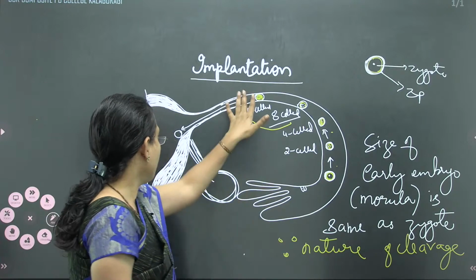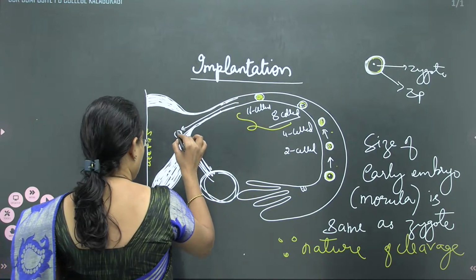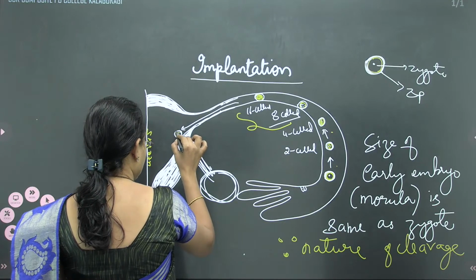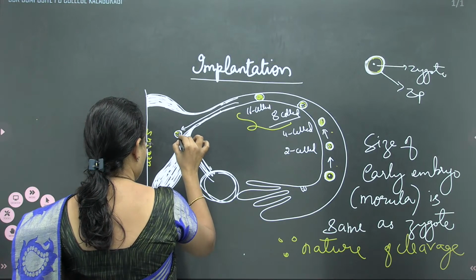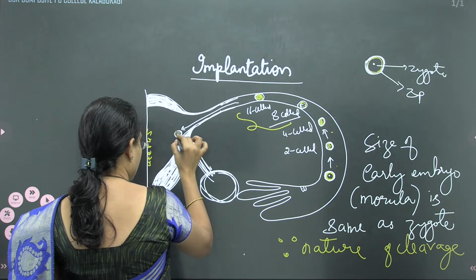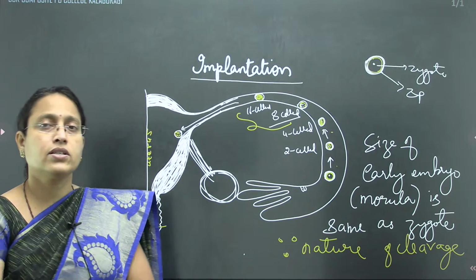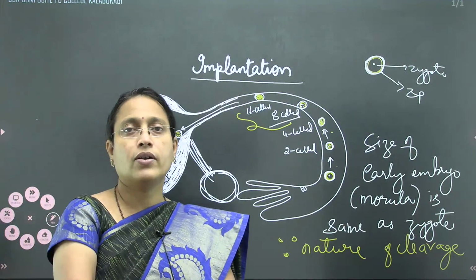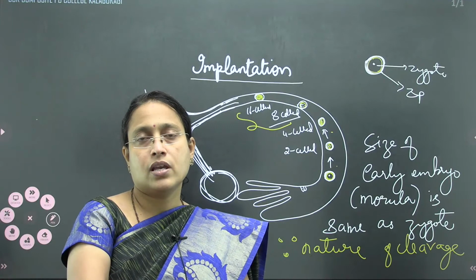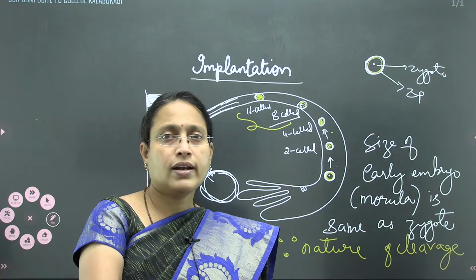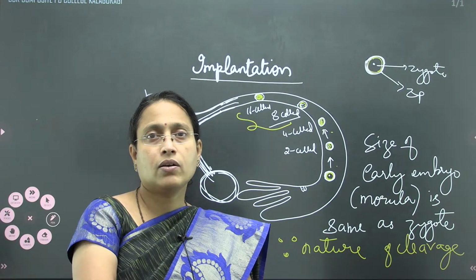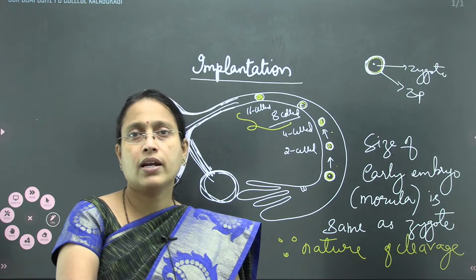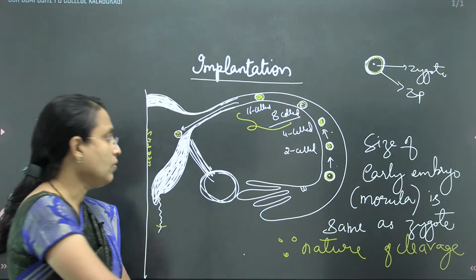The morula will now roll into the uterus, the 16 cell stage. All those small daughter cells, they move, or you can say roll, in the uterus. They are not directly dropping; they are rolling over the uterine wall.